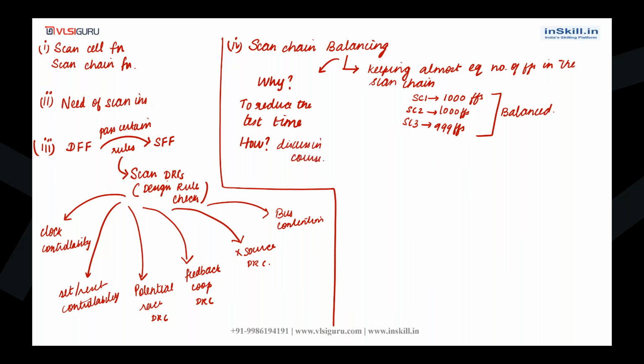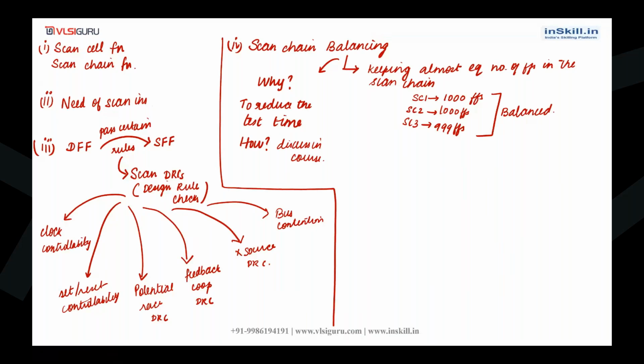Okay, so what is scan chain? So why are we going for scan chain balancing? We are going for scan chain balancing in order to reduce the test time. And how, if you go for scan chain balancing, are you able to achieve a reduction in test time? We will discuss it in our course.